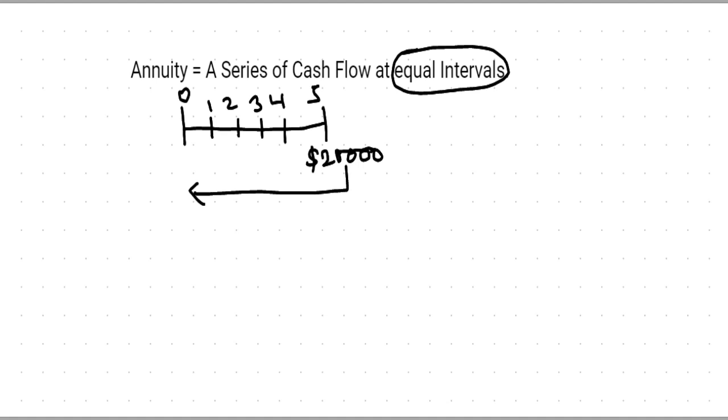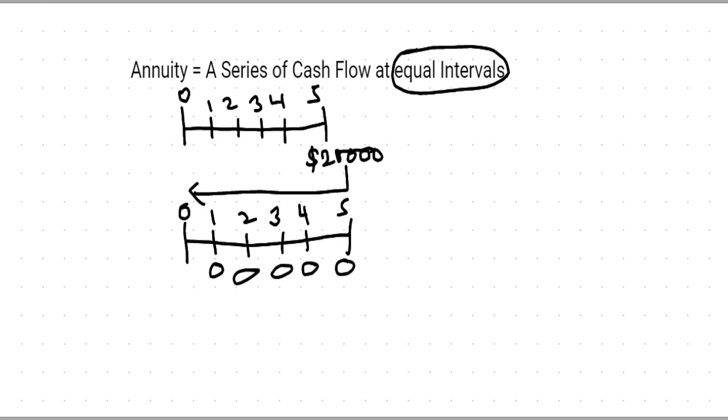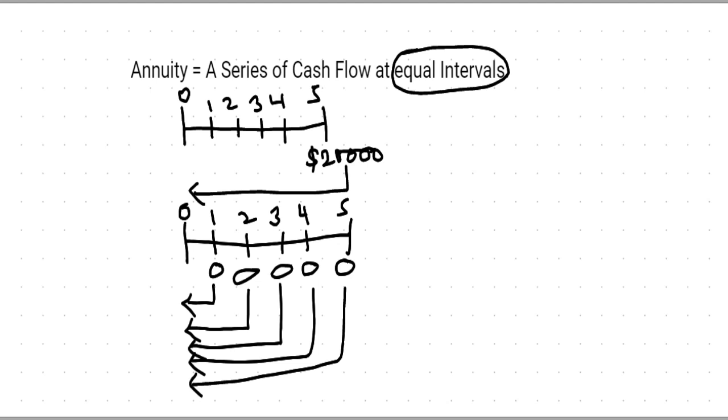If there is a series of cash flows of a certain amount, then you have to discount each cash flow to its present value at time 0 to know its present value. So let's understand this with an example.